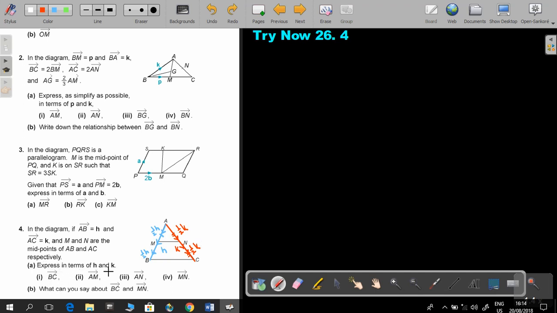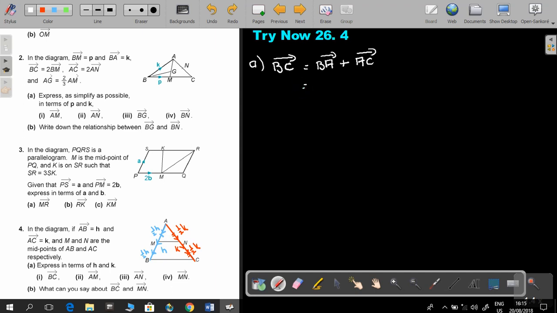Express in terms of H and K, BC. Now always remember, first write down the route. Okay, so if I want BC, this is the short way. It's from B to C, so it will be BA plus AC. You have to start at the same point and end so that the beginning and the last will be the same.